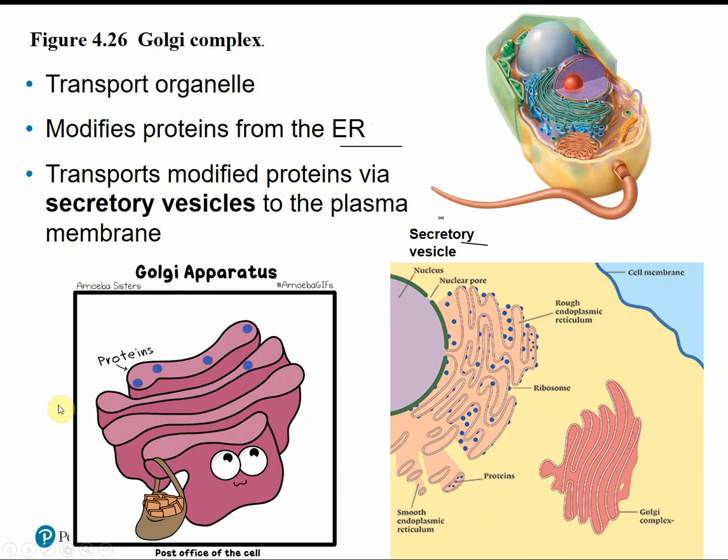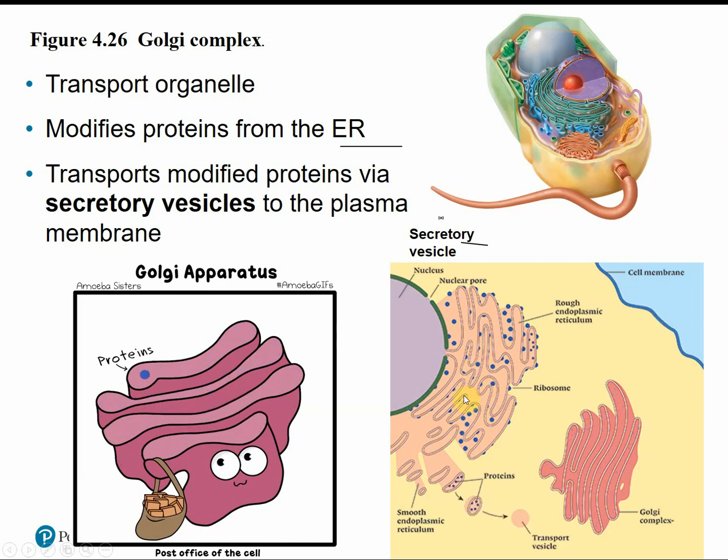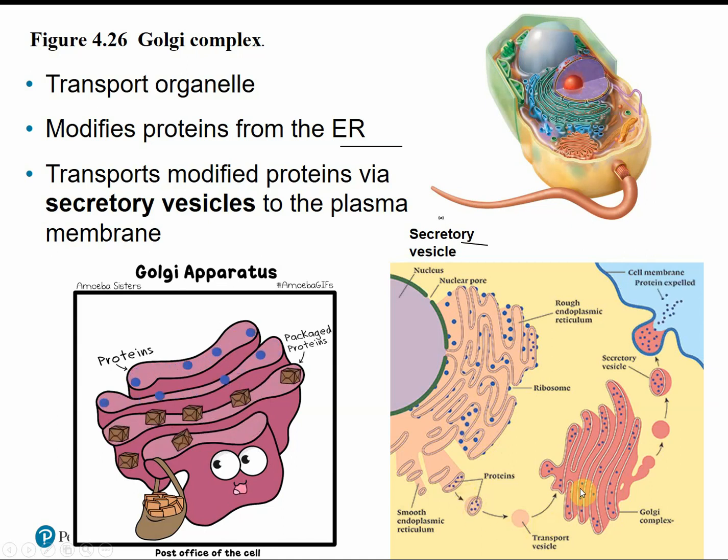The Golgi complex, sometimes called the Golgi apparatus, is a transport organelle. So it's kind of like the post office of the cell. So all of these proteins that are freshly synthesized from the rough endoplasmic reticulum with those ribosomes will be packaged from the rough ER and delivered to the Golgi. The Golgi will then modify and package and sort all of these proteins into new secretory vesicles and ship them off to their final destination.